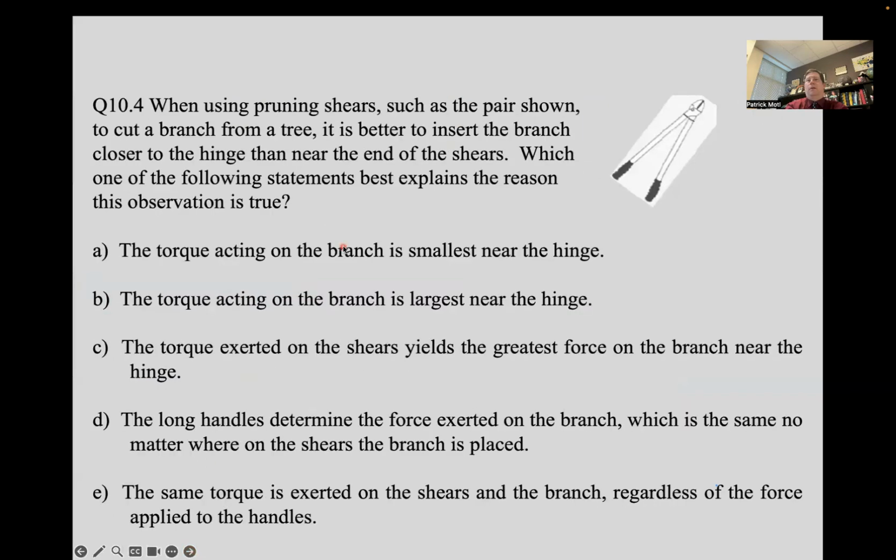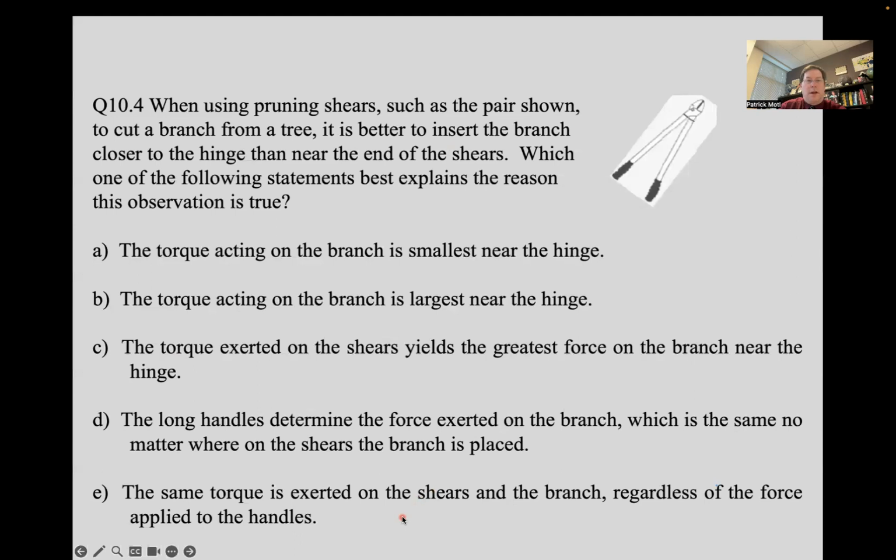All right, a little bit more conceptual. When you use pruning shears to cut a branch, we know it is better to insert the branch closer to the hinge than near the tip of the shears. Which one of the following statements best explains the reason this observation is true? So it's like cutting something with the scissors or shears or pruning shears or whatever, even holding it with the pliers, right? We know we can get a stronger grip or a better cut if we are closer to this pivot point. And what explains why that is the case?